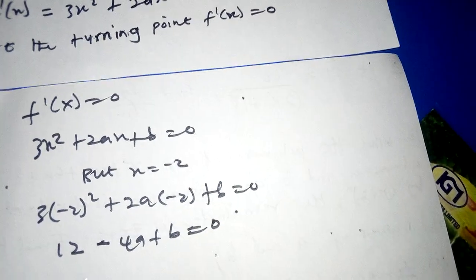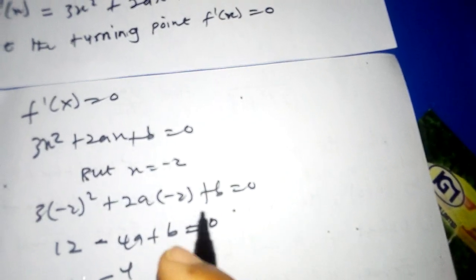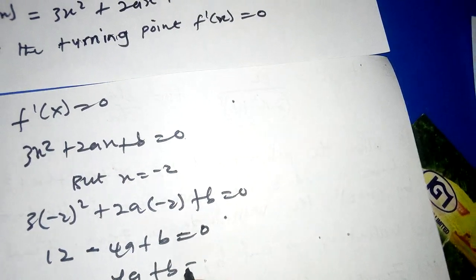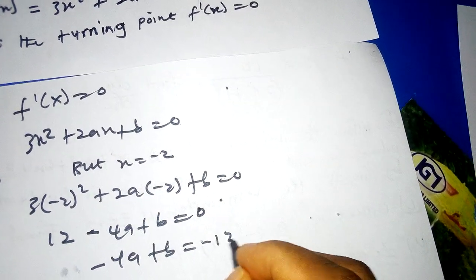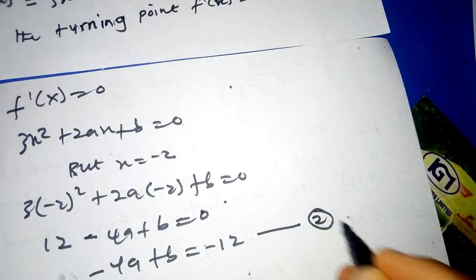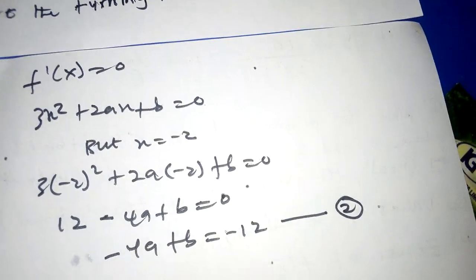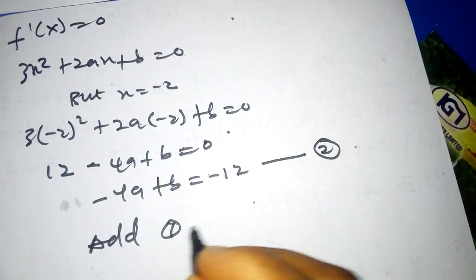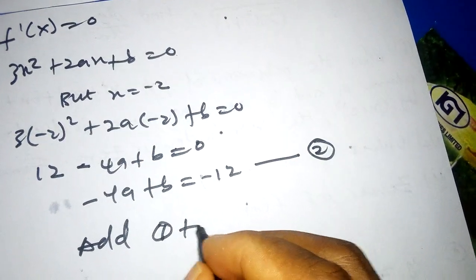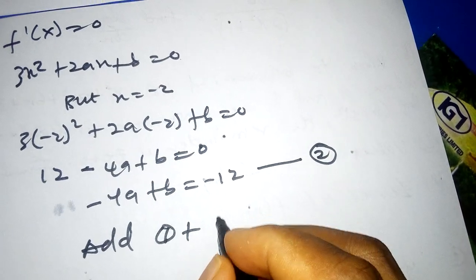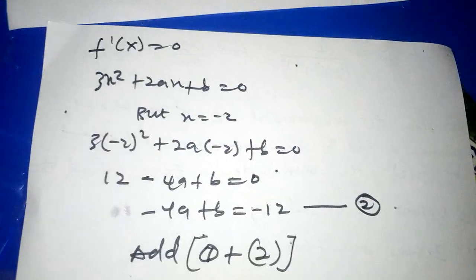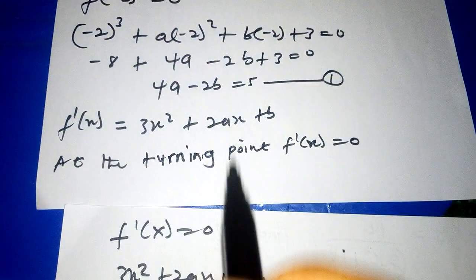When I simplify, I get minus 4a plus b is equal to negative 12, as my equation 2. So if I add equation 1 and 2, equation 1 plus equation 2, when I add the two of them, where's my equation 1? This is my equation 1.